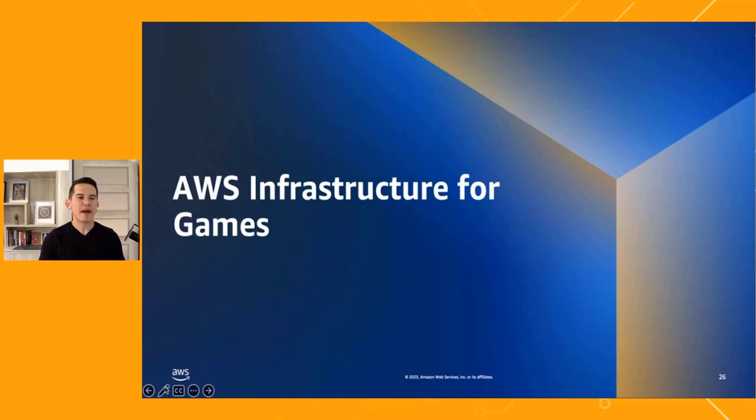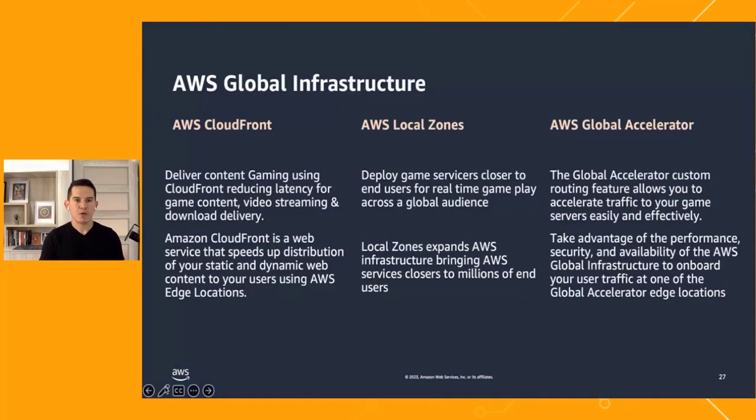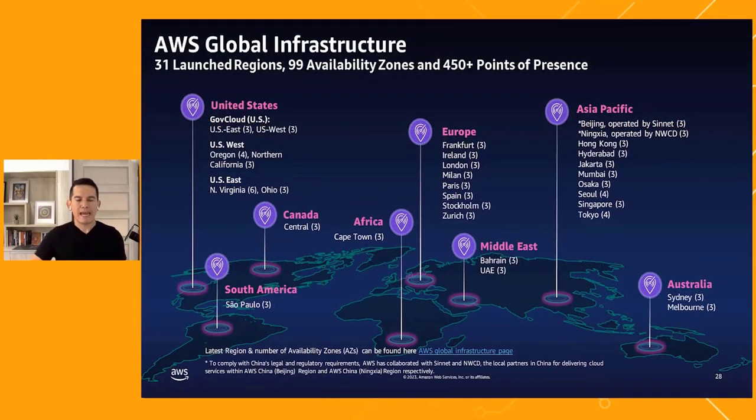Now let's summarize the AWS infrastructure for games. With AWS CloudFront, gaming companies can reduce the latency to deliver game content, video streaming, and download delivery. With AWS Local Zones, gaming companies can deploy game servers closer to players to reach a global audience with low latency. And with Global Accelerator, gaming companies can accelerate traffic from players to game servers that are deployed in any AWS region. In numbers, our global infrastructure, the AWS Cloud, spans 99 availability zones within 31 geographic regions around the world. But we announced plans for 15 more availability zones and 5 more AWS regions in Canada, Israel, Malaysia, New Zealand, and Thailand.